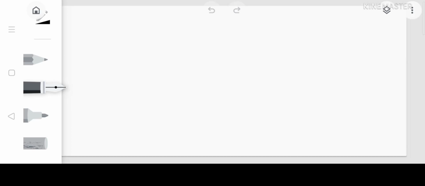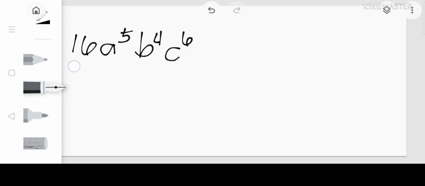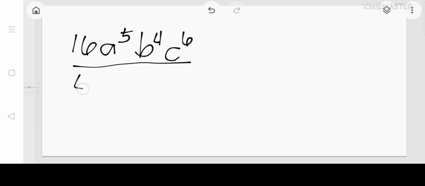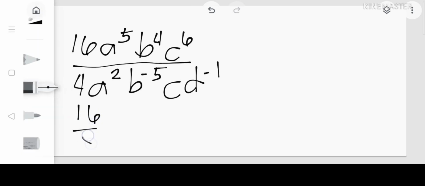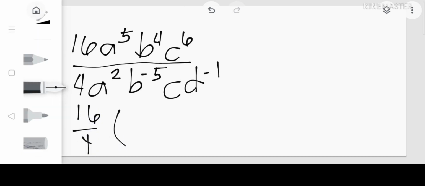Last example, divide 16a raised to 5 times b raised to 4 times c raised to 6 and 4 times a squared times b raised to negative 5 times c times d raised to negative 1. So, ang first step is the constant. So, 16 divided by 4. And then, isa-isahin natin yung mga variable.